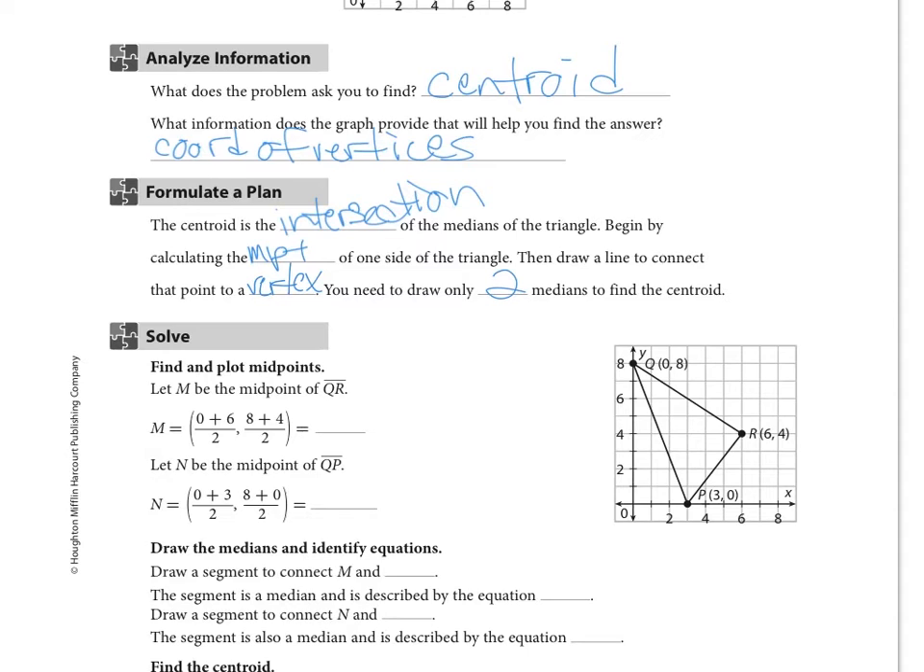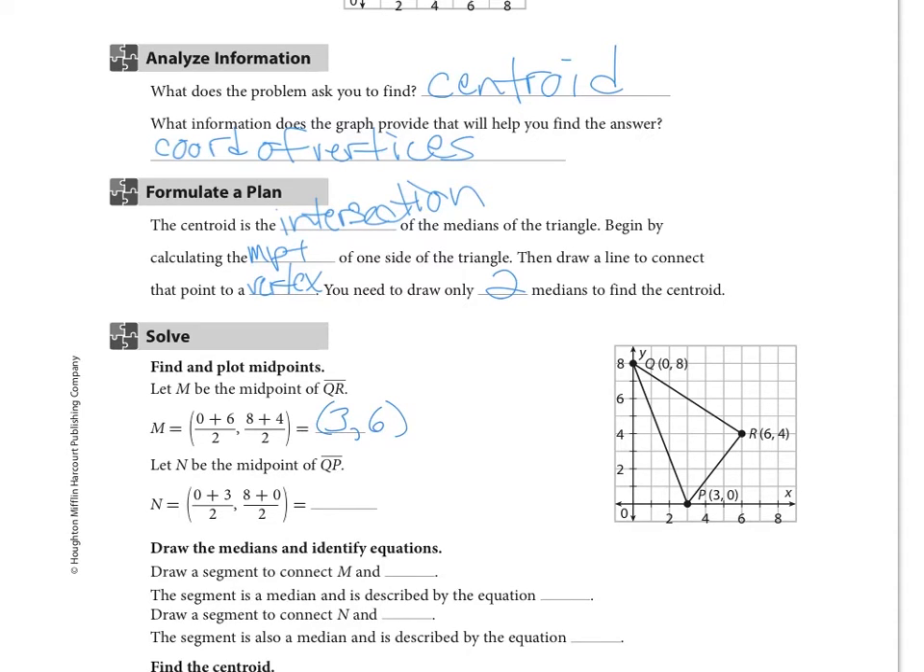It says first let M be the midpoint of QR, and so they're going through the midpoint theorem here where you're taking the average of your x coordinates. So x coordinate for Q is 0, x coordinate for R is 6, so 0 plus 6 over 2. Y coordinate for Q is 8, y coordinate for R is 4, so 8 plus 4 over 2. Therefore the midpoint, as we calculate it out, comes to be (3, 6).